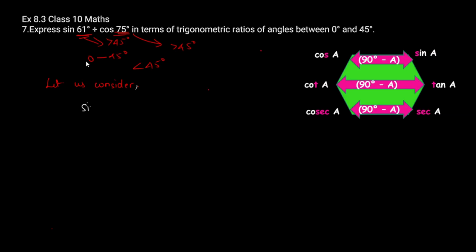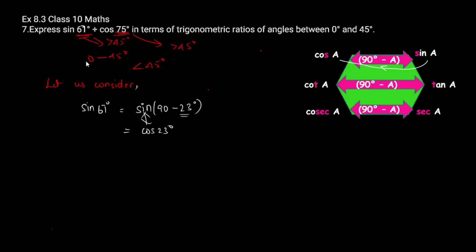Sine 67 degree. Sine 67 degree is nothing but sine of 90 minus 23 degree. 90 minus 23 is 67. We can transform the 67 in terms of 23, which is equal to cos of 23 degree. Since sine and cos are friends, sine of 90 minus theta is cos theta. Sine of 90 minus 23 is cos 23.